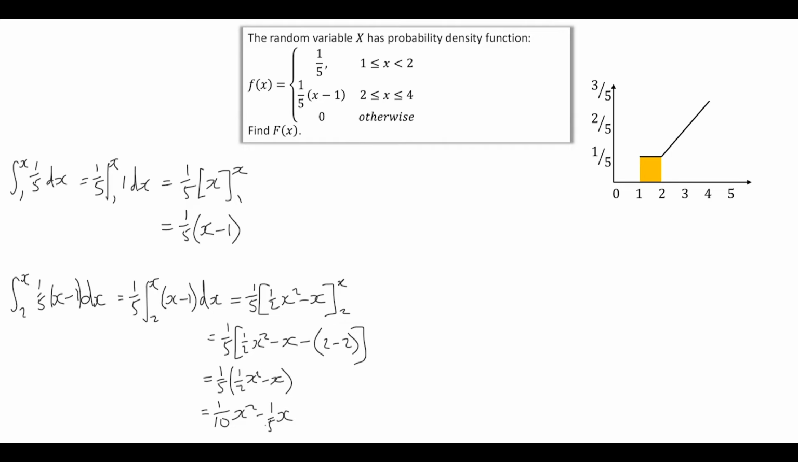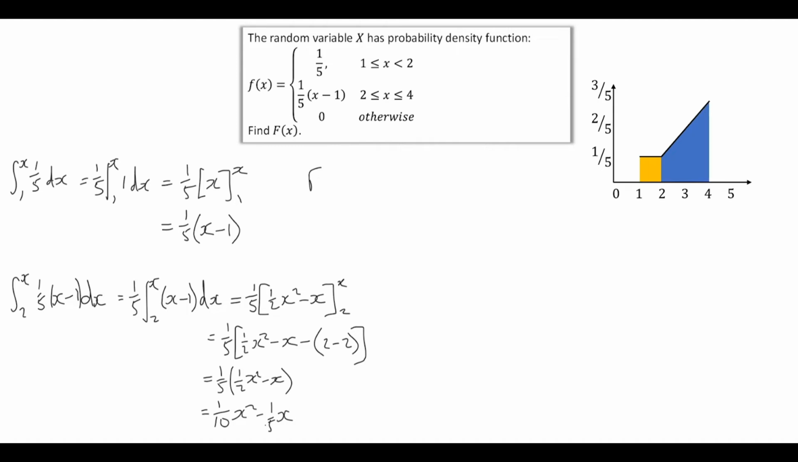We're going to need a different cumulative function for the second interval. We can calculate that cumulative function. This function, 1/10 x squared minus 1/5 of x, is only going to find the blue area. This is going to be the blue area only. The definition of the cumulative function in this case is the probability of it being in between 1 and the x value we've substituted. This function calculates the probability between 2 and the x value we've substituted. We need to add on the orange area to fulfill the definition.